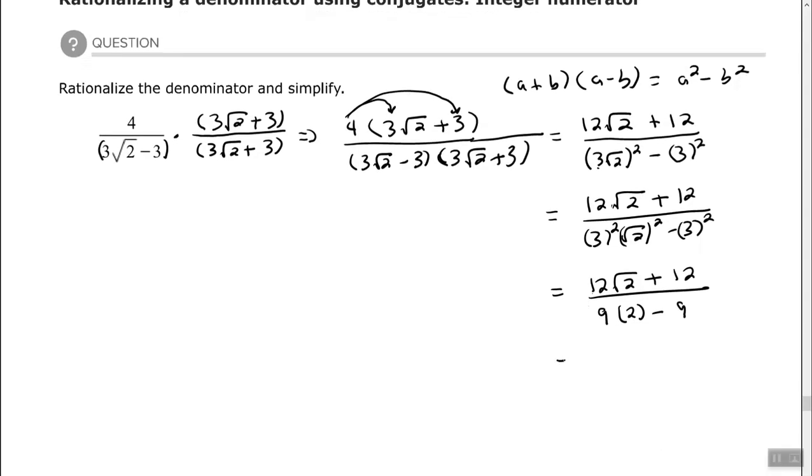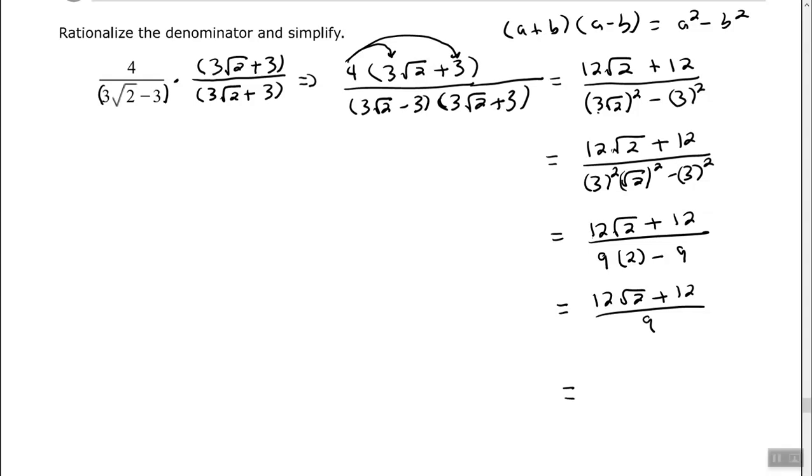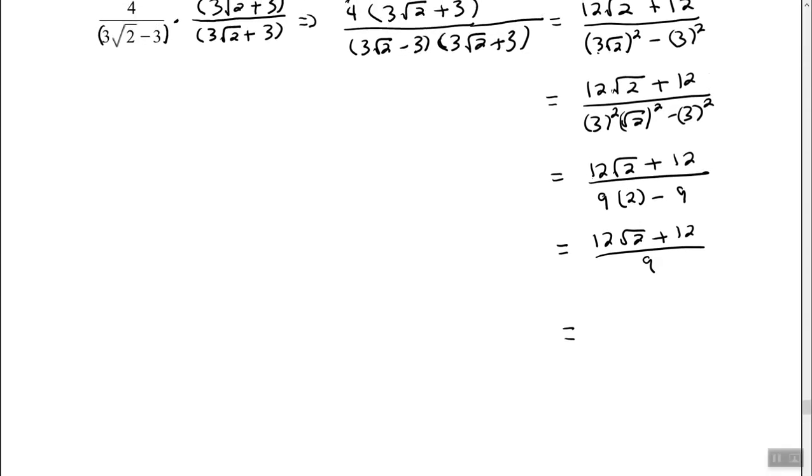Okay, so now 9 times 2 is 18, and 18 minus 9 is 9. Now, if I look at the outside number for this radical, the number in my denominator, and the number over here, they all have a common factor of what? Of 3. So I can simplify this by dividing each one of those by 3. So that's the same thing as factoring out a 3 like we did previously. Since they have a common factor, it's the same thing as factoring out a 3 from each one of those and then simplifying.